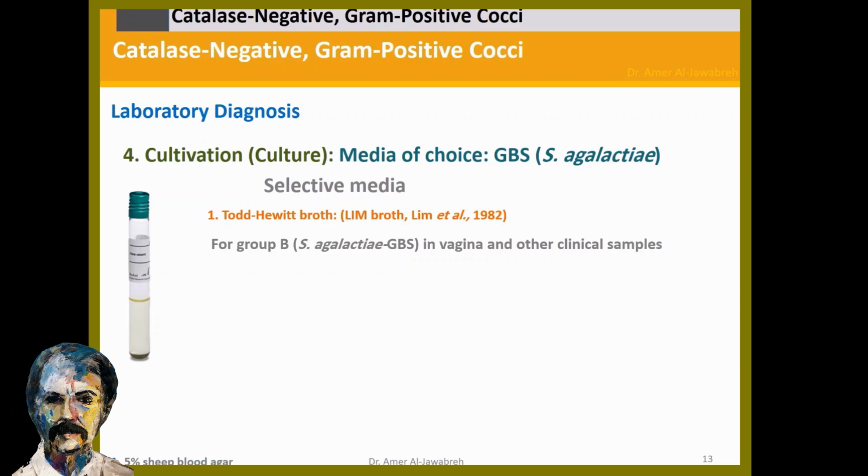And this is only for group B. It inhibits normal flora using gentamicin, nalidixic acid, and colistin. So you have 3 antibiotics in this media that kill everything and leave group B.